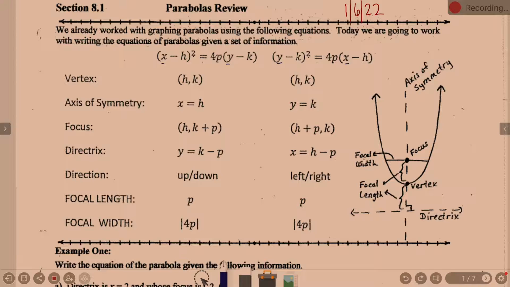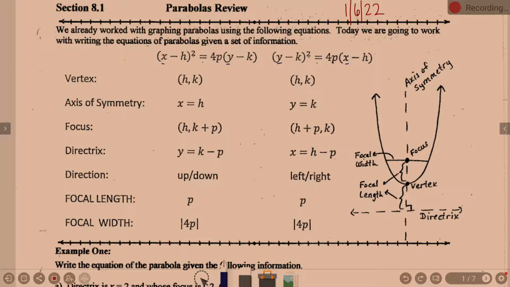There's information about how to find the focus and directrix. Notice my directrix is x equals, because with a sideways parabola, my directrix is now going to be a vertical line. And then notice focal length and focal width are now the same. Okay, so again, I'm going to try and explain more about this chart as we go through examples, but you'll want to have this beside you.